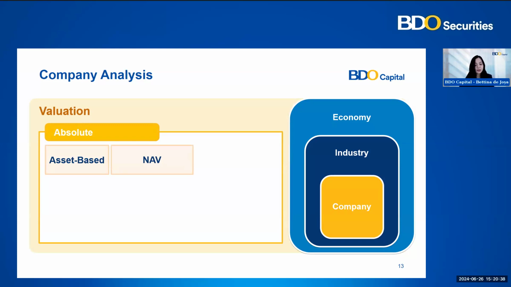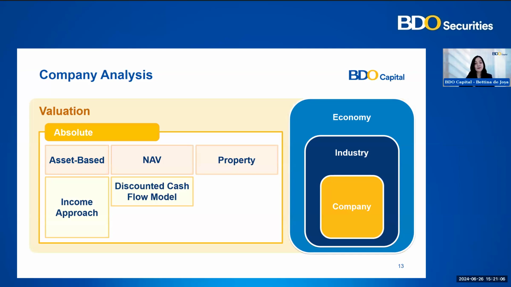So this is typically used for property companies, for which analysts consolidate the values of their land bank and other properties. Net asset value is just assets less liabilities divided by the total outstanding shares of a company. Another approach within absolute valuation is the income approach. So here we have the very famous discounted cash flow model, or DCF model. The discounted cash flow model looks into the projected cash flows of a company and seeks to compute the net present value of these future cash flows to arrive at the company's equity value.